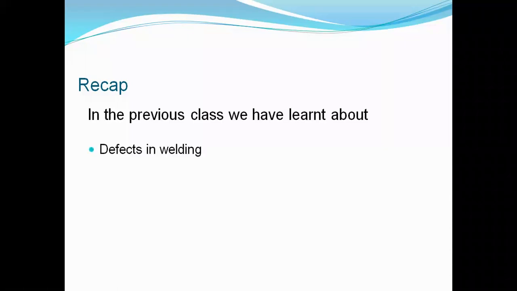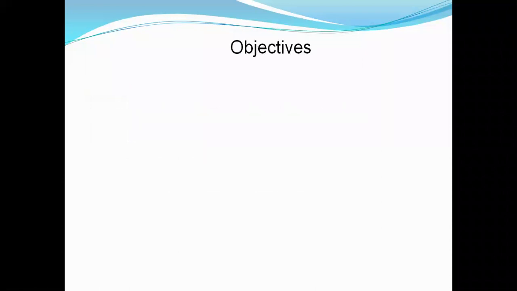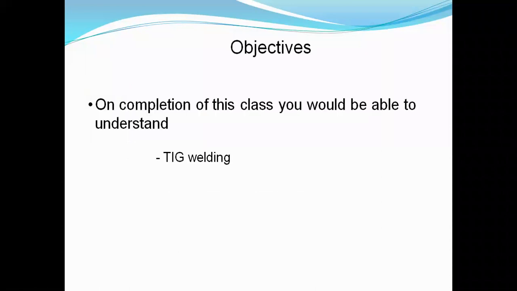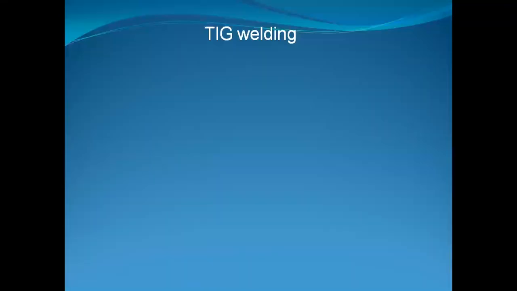So, in the last class, we discussed the defects in welding and flame cutting operations, and also testing and inspection of weld joints. These topics were covered in the last class. Now, in this class, we are going to discuss some of the modern welding processes, that is TIG welding and MIG welding, right?